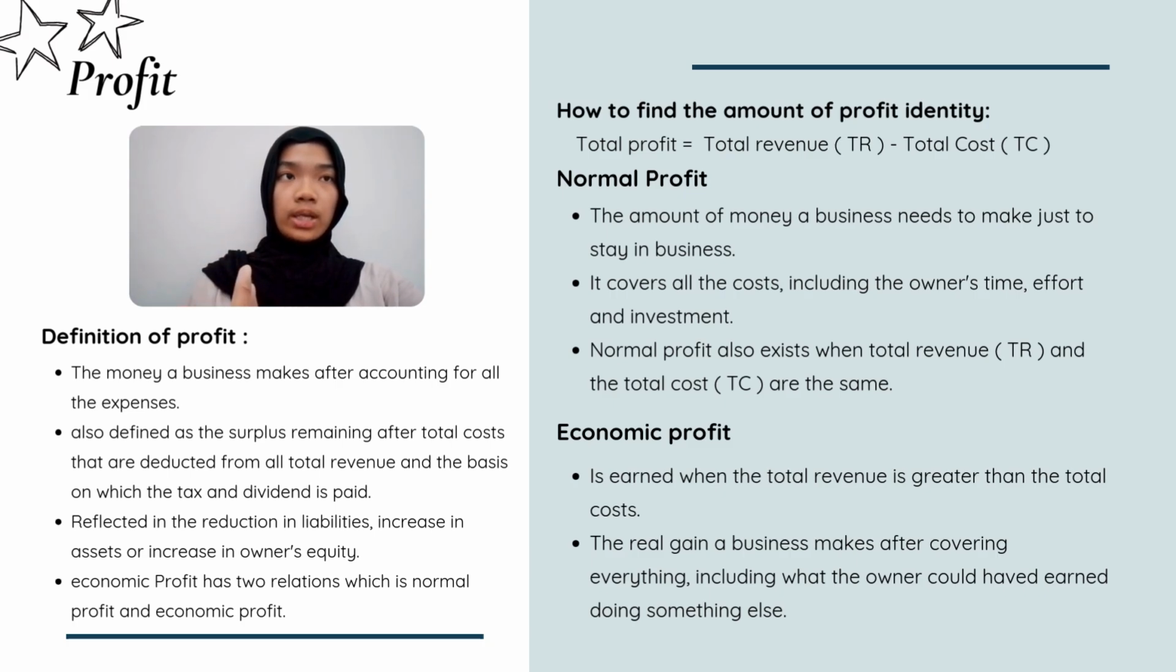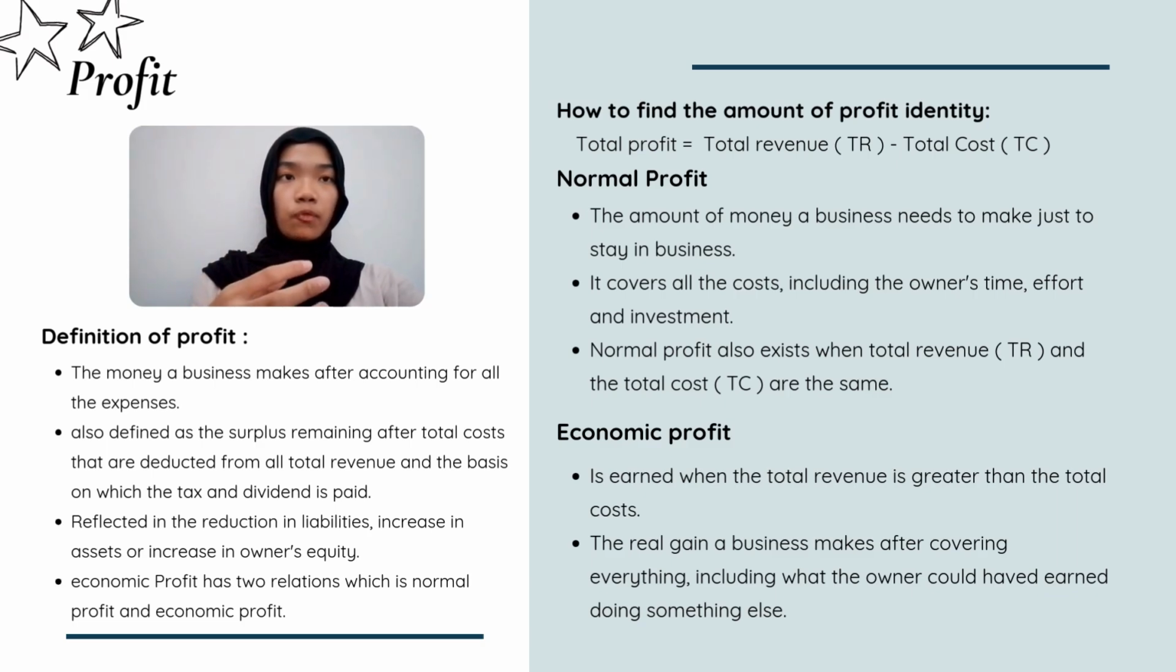So how do we find the amount of profit? Total revenue minus total cost, and then we get the total profit. So how about normal profit? Normal profit is the amount of money a business needs to make just to stay in business. A normal profit covers all the costs, including the owner's time, effort, and investment. Normal profit also exists when the total revenue and the total cost are the same.